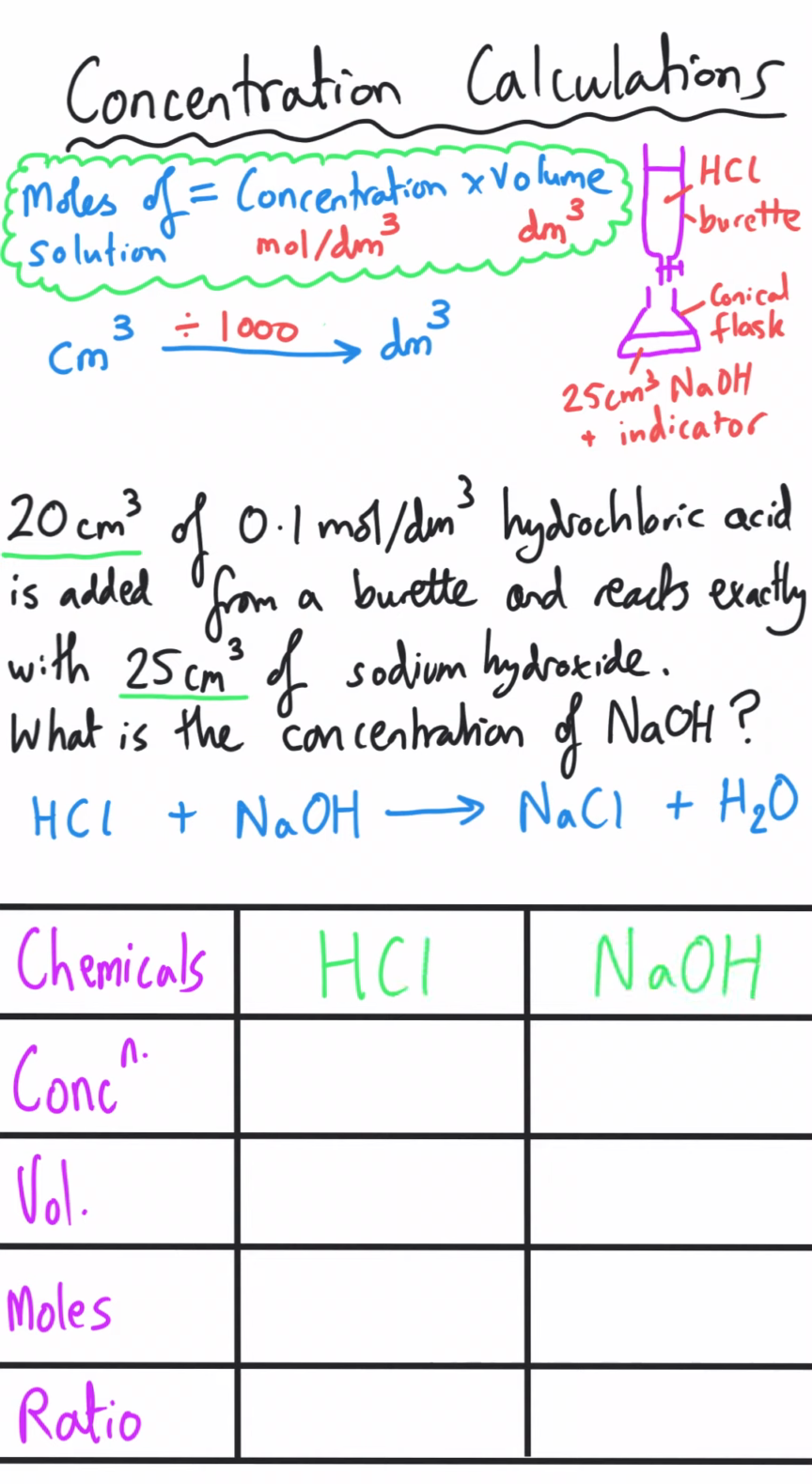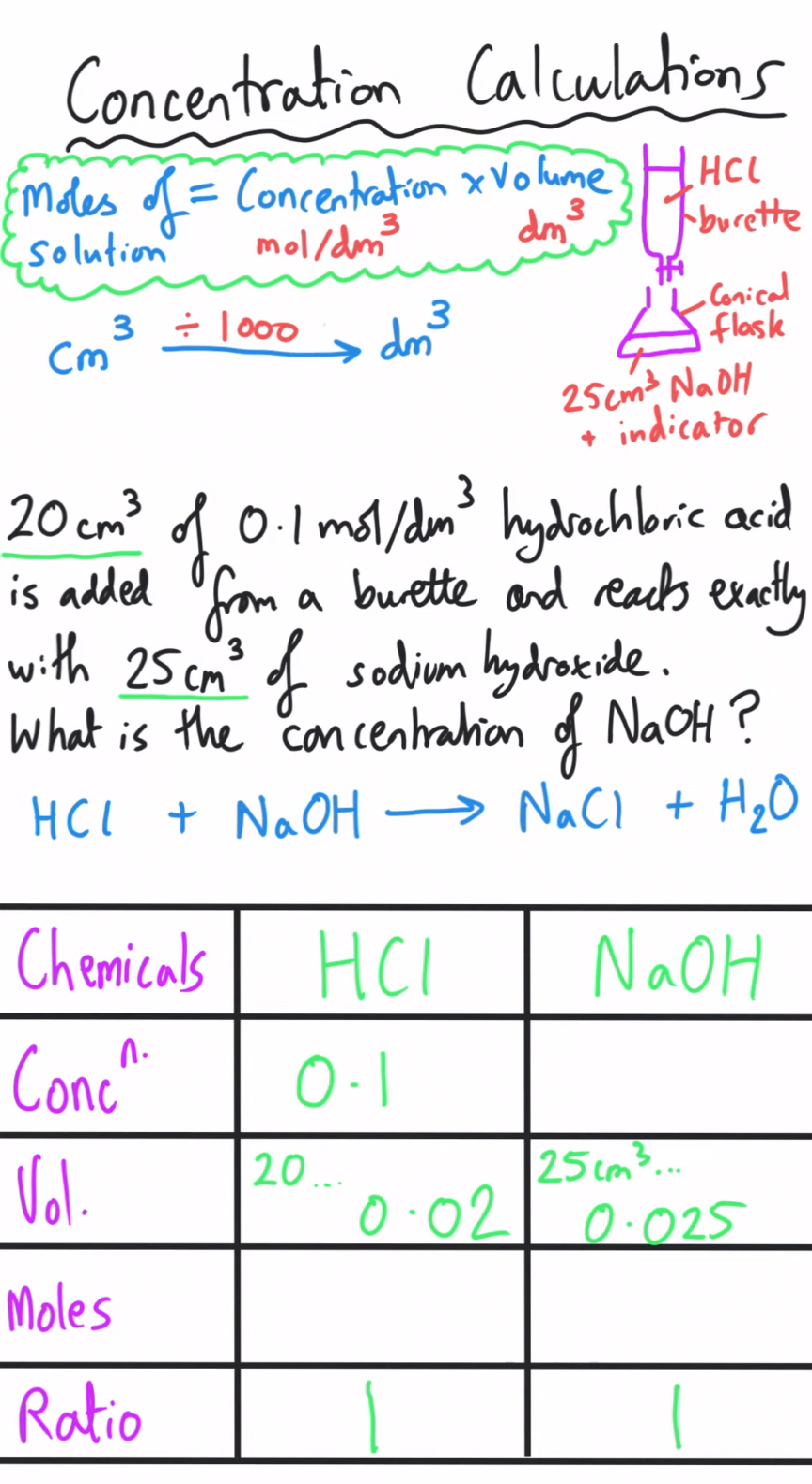And so the chemicals themselves, we put in HCl and we put in NaOH at the top of these columns. The concentration, well, HCl is 0.1, sodium hydroxide, that's our unknown. We haven't actually calculated this yet. But the HCl is 20 cm cubed, which then when we divide that by 1000 is 0.02 dm cubed. And again, NaOH is 25 cm cubed. We divide that number by 1000 and we get 0.025 dm cubed. The ratio from the equation is 1 sodium hydroxide requires 1 HCl to react with it. And we can see that because there's no multipliers in the equation itself, which means this is a 1-to-1 reaction ratio.